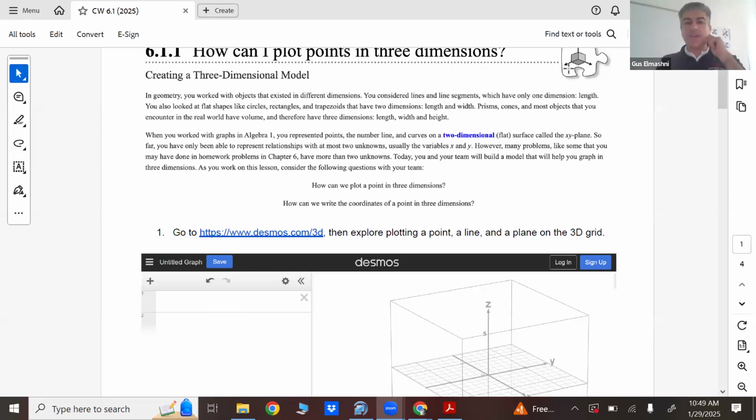We're recording. I could read this entire blurb, but the bottom line is that we used to graph things in 2 dimensions. Now we're going to graph things in 3 dimensions. I know it's going to be kind of weird. I know it's going to be a little strange.